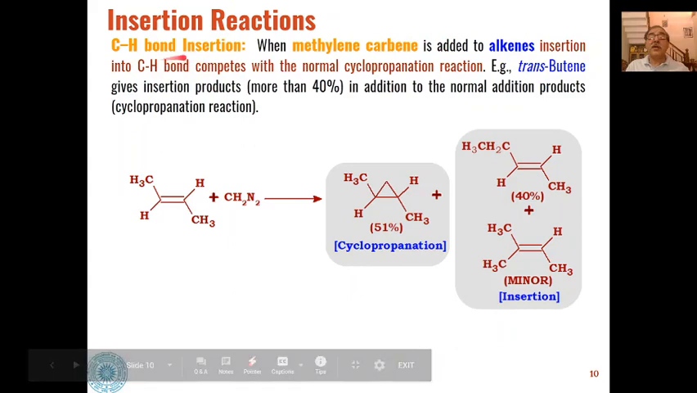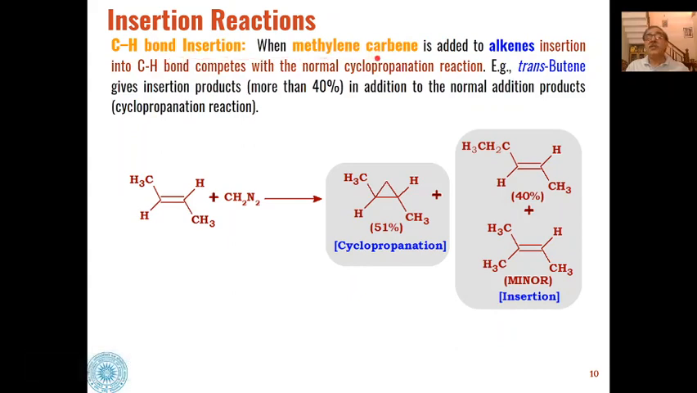Then when methylene carbene is there, the insertion reaction competes with the cyclopropanation reaction in case of alkenes. So for example, if we are having this trans-butene, and we react this with methylene carbene generated from diazomethane, then two types of reactions can take place. Either this methylene carbene can add to this carbon-carbon double bond, or an insertion reaction can take place either at this place or at this place.